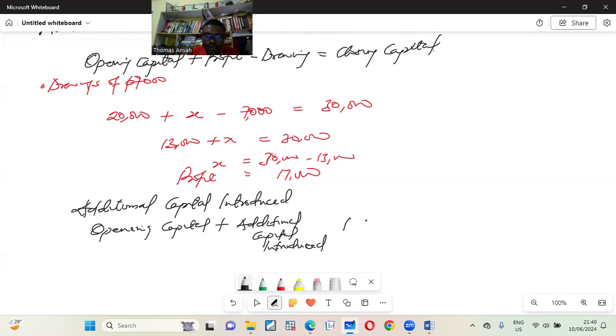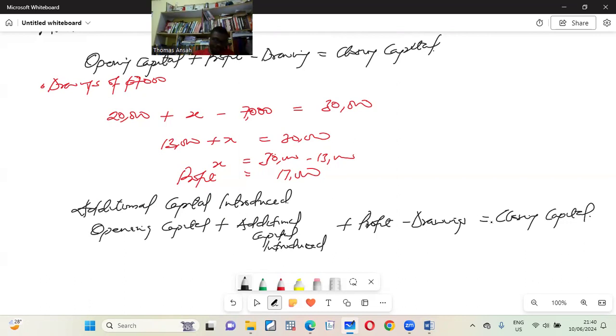Plus profits, minus drawings, is equal to what? Closing capital. So that is the basic equation.